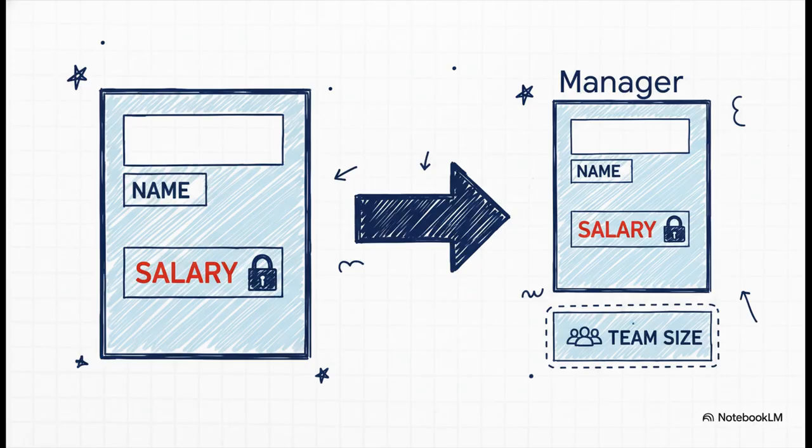Okay, but not all employees are the same, right? So let's make a more specialized blueprint for a manager. A manager is an employee, so this is a perfect job for inheritance. That super().__init__ line is just telling Python, hey, go run the setup from the parent employee class first to get the name and salary. Then we add the new unique thing for managers, the team size.